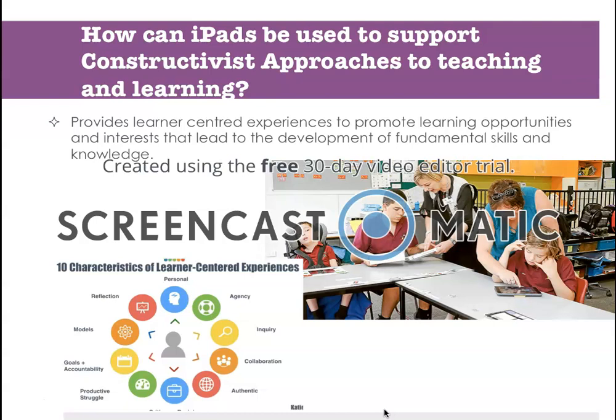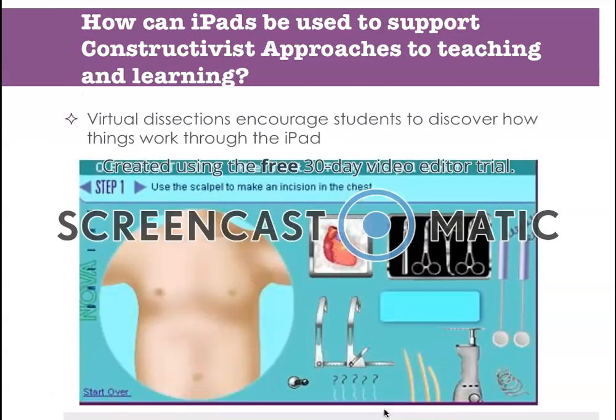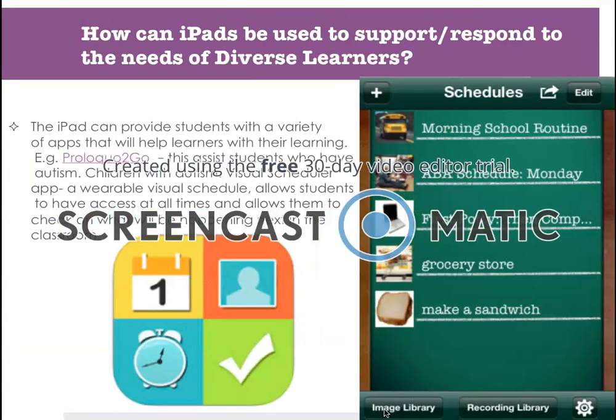iPads can be used to encourage discovery learning through activities such as research assignments or even virtual dissections. Research assignments will allow students to investigate, question, and form their own conclusions to a specific topic. Virtual dissections encourage students to discover how things work through the iPad instead of using dangerous or expensive equipment. It also promotes students to work together to come up with their own conclusions. Therefore, through the use of the iPad, students learn how to actively manipulate materials and are able to discover the connections.